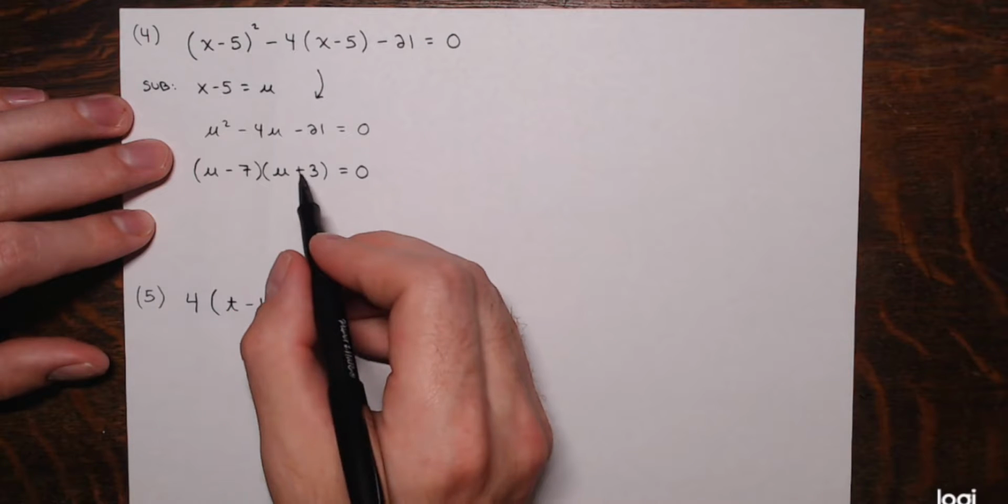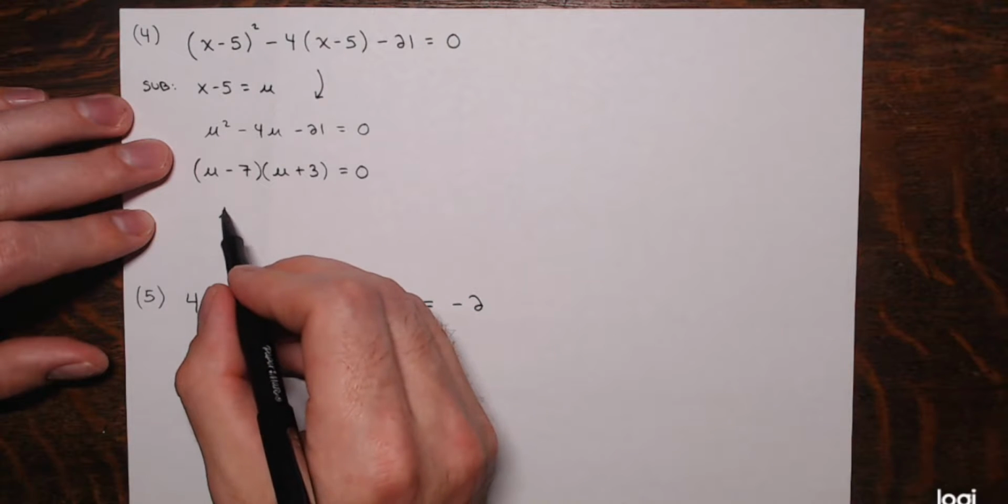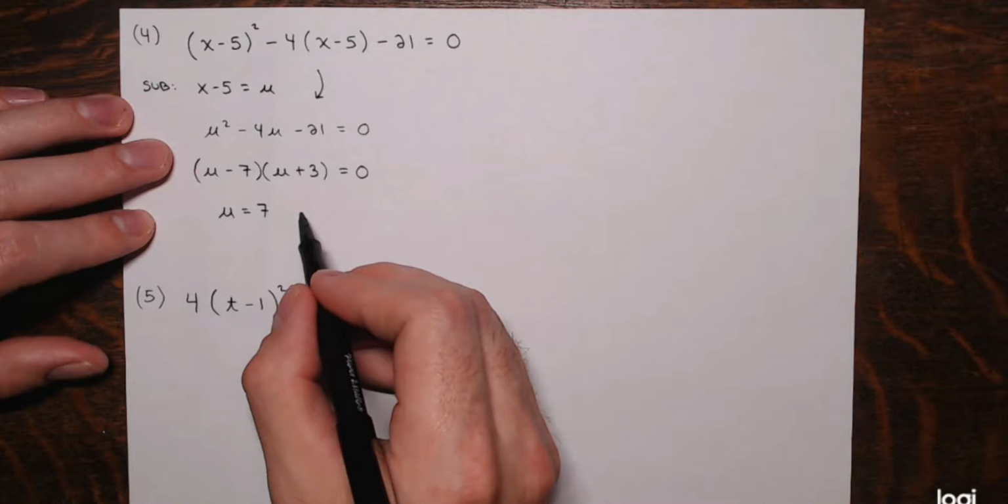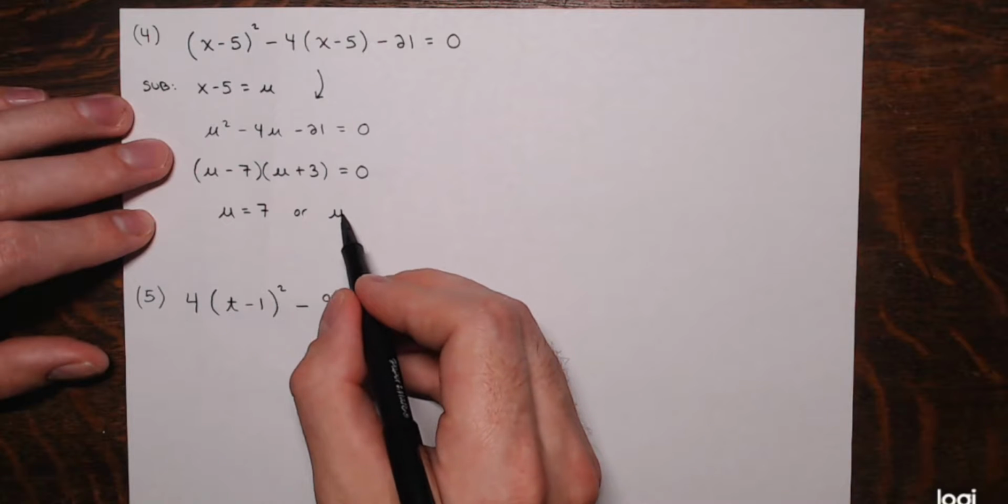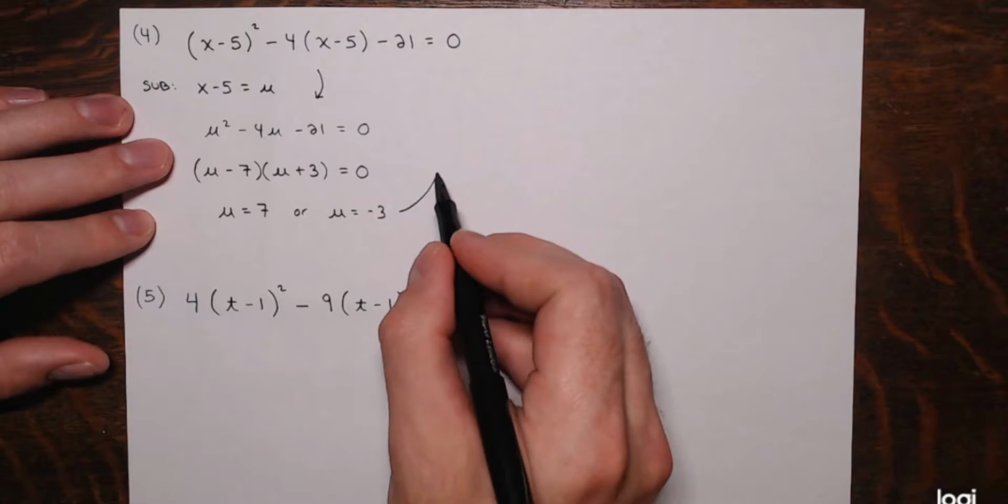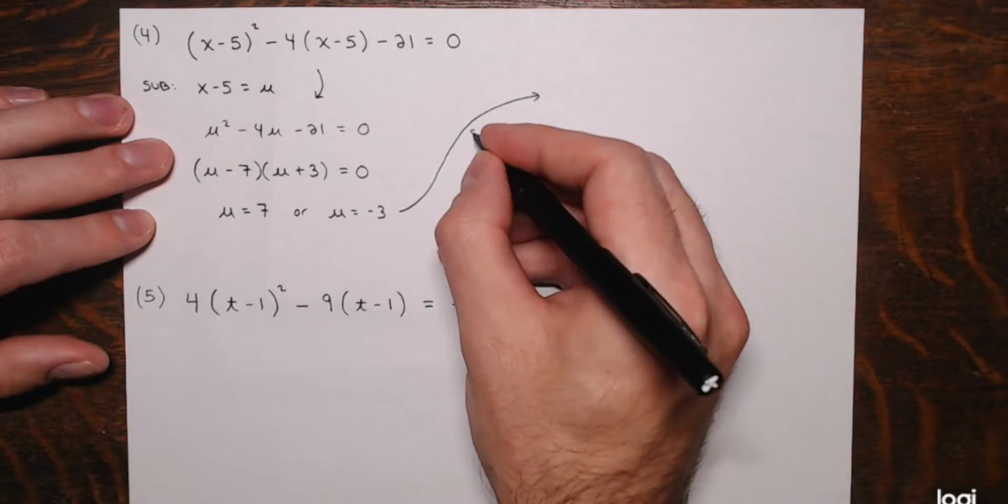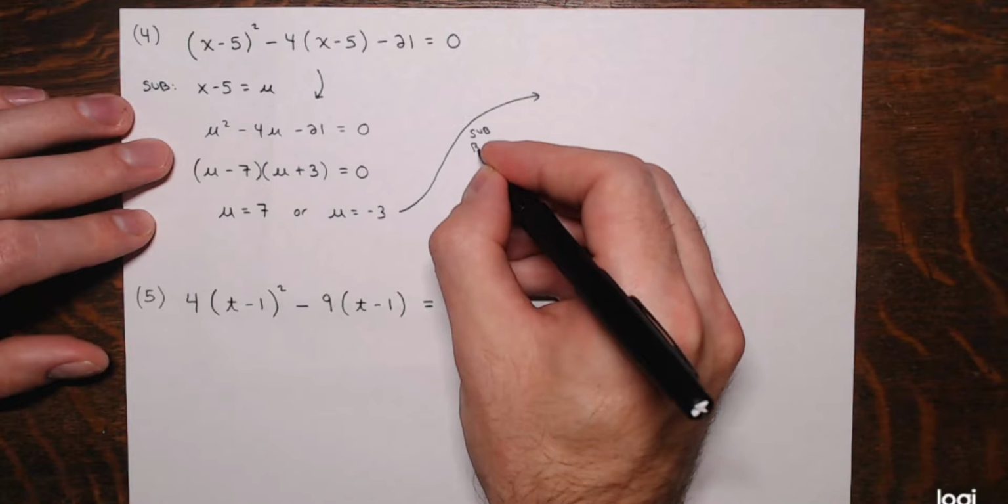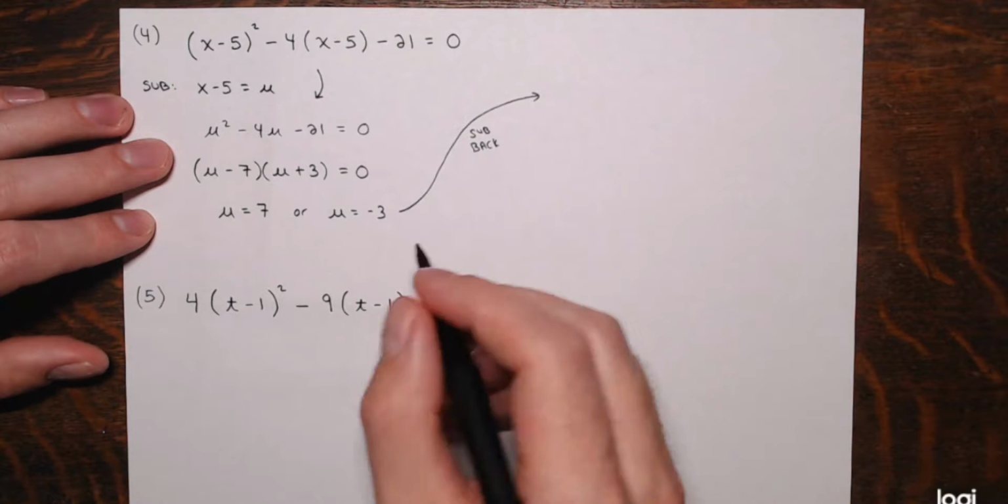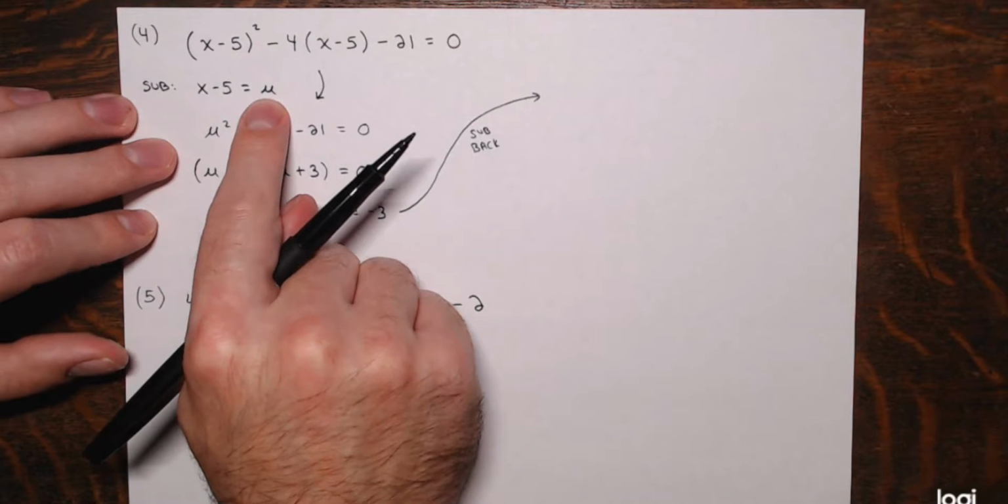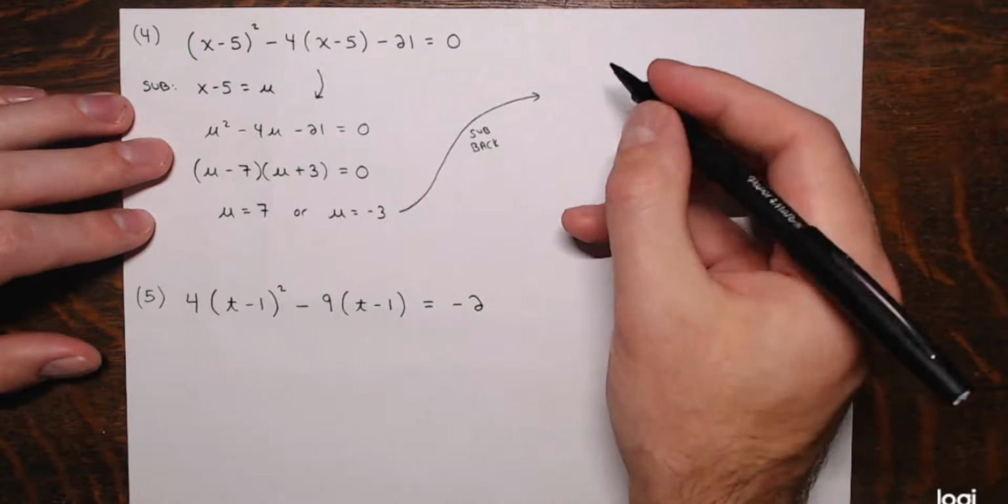And so the solutions to this equation in u are u equals positive 7 or negative 3. But then we have to sub back. I want to solve for x, not u. And what did u represent? Here it was this x minus 5.